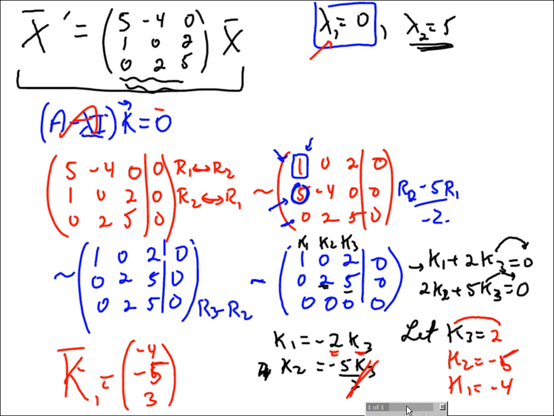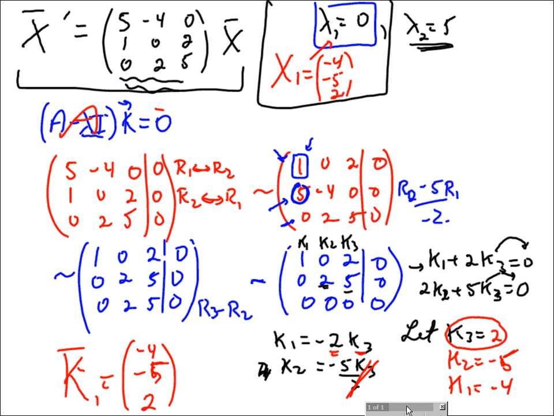And of course I said k3 was 2, but I put 3 by error. So that tells me that x1 is k1, negative 4, negative 5, 2, times e to the 0t. But e to the 0t is 1, I don't need to put that. So I have x1. Now, we do this all again, but we do it for lambda 2, which is 5.